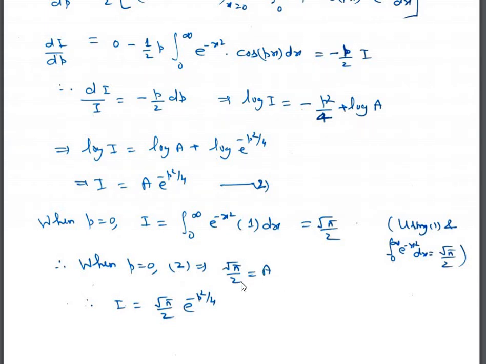So substitute this value of a in equation number 2. We get the solution as I equal to under root of pi by 2 into e to the power minus p square upon 4.